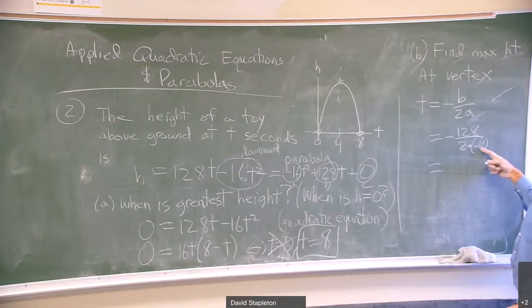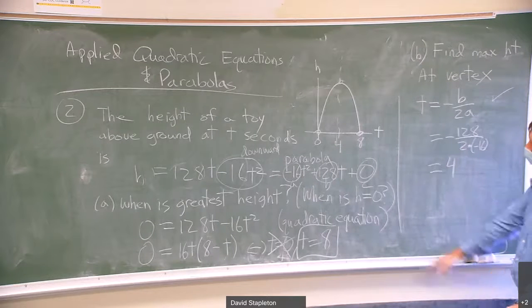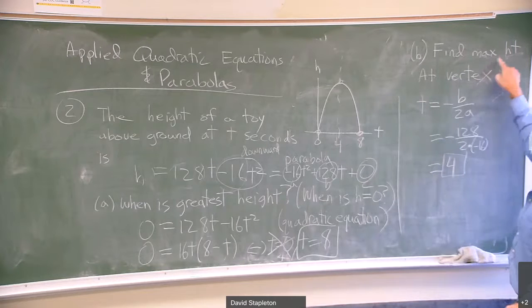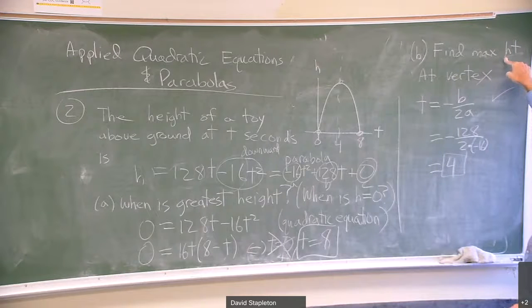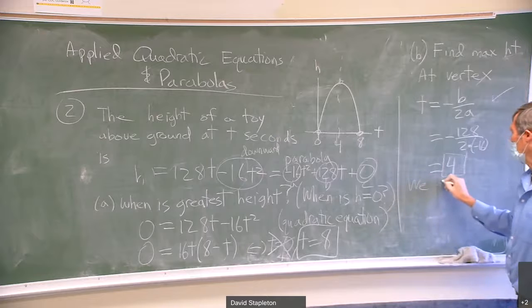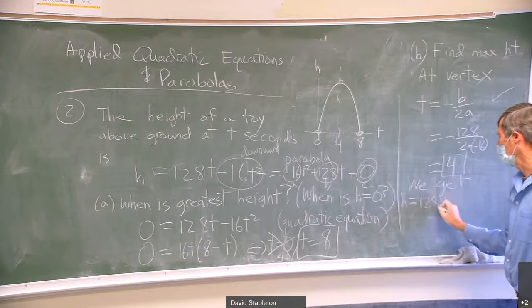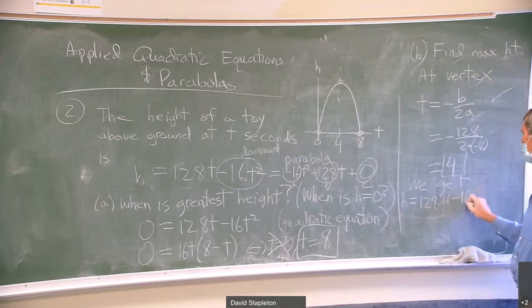And so I get 32 on the bottom, goes into 128 4 times. So this is 4. Sure enough, there it is. It's halfway in between. So we find t equals 4 is the time of maximum height. And then the maximum height is by plugging in: h equals 128 times 4 minus 16 times 4 squared.